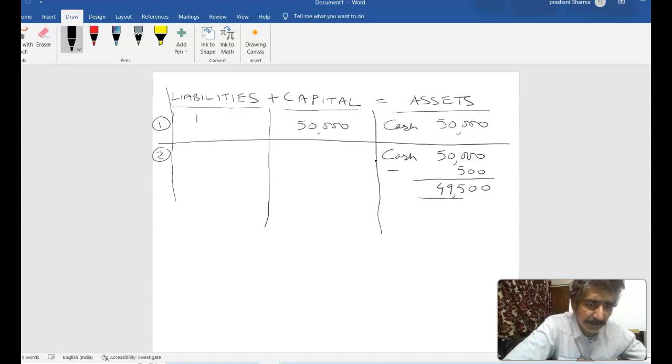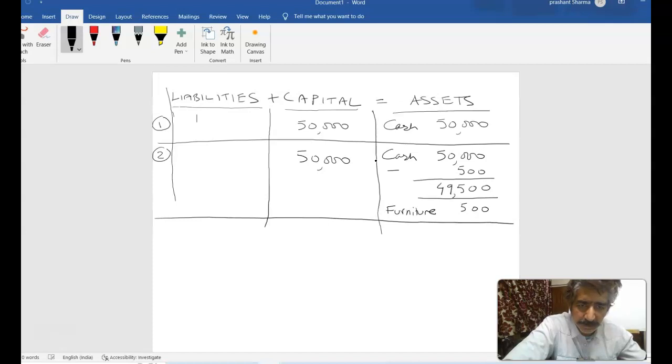We are left with 49,500 cash in the cash box, and a new asset has been acquired, and so I'm mentioning that furniture, the new asset under the assets column of rupees 500. So on one hand, one asset called cash gets decreased by 500, and on the other hand, another asset is created in the business of rupees 500. So they offset each other, they nullify each other, hence the total is going to come to 50,000 only on the asset side. Capital you will copy as it is. And I draw this line, and now we move on to the third transaction.